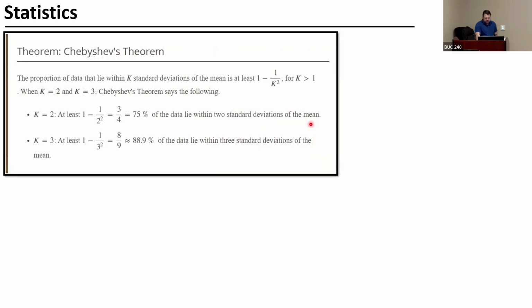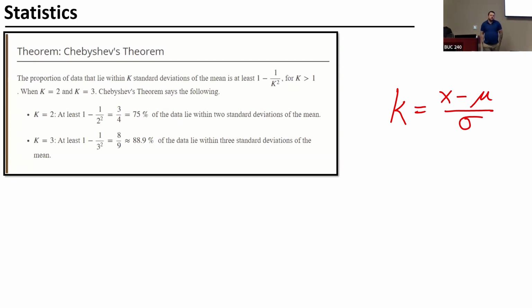Now, I've showed you this Chebyshev's theorem. I want to write this down again for you. Let me see if I can actually write it on the screen today. We will see if it likes me today. So we got K is equal to X minus mu all over standard deviation. That is your Chebyshev's theorem. I want you to remember that theorem. Look at the K, look what it equals to.